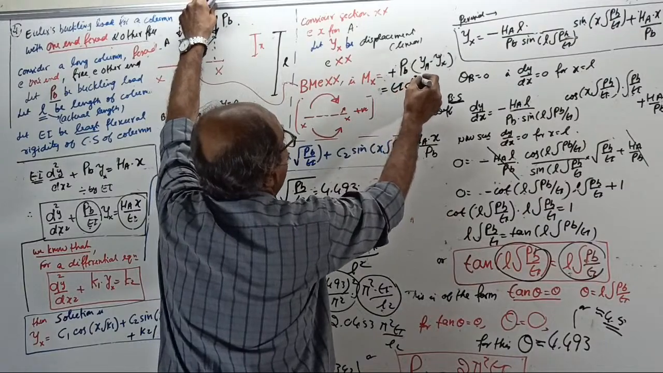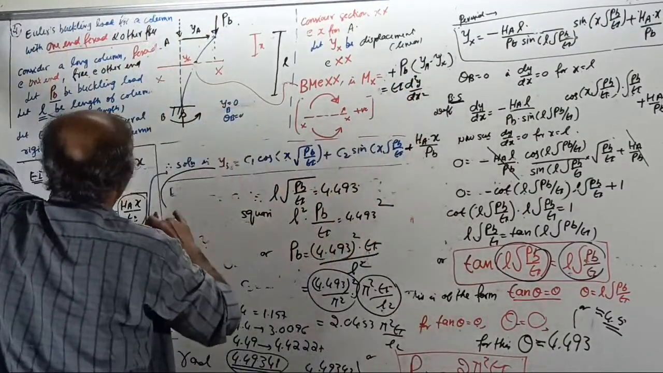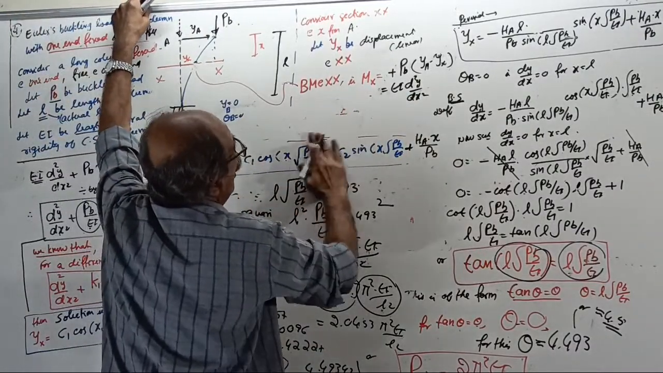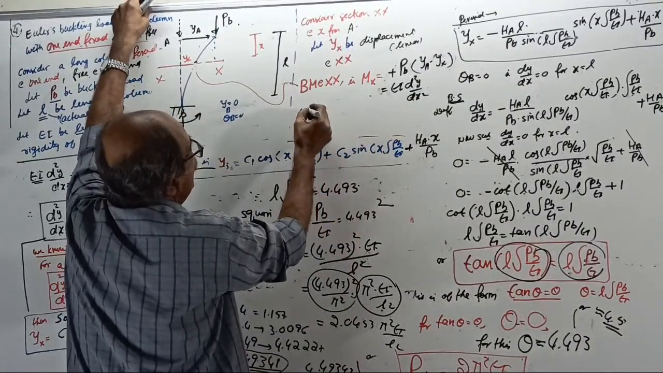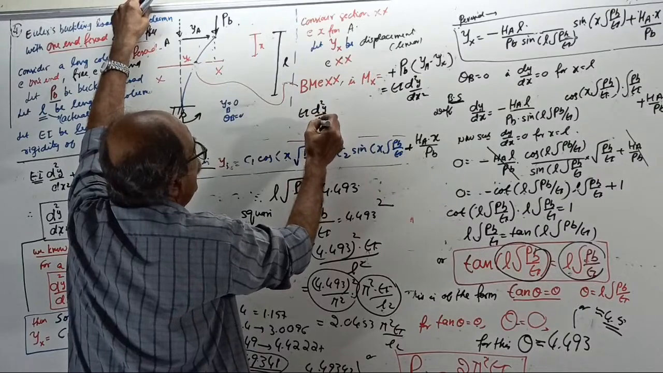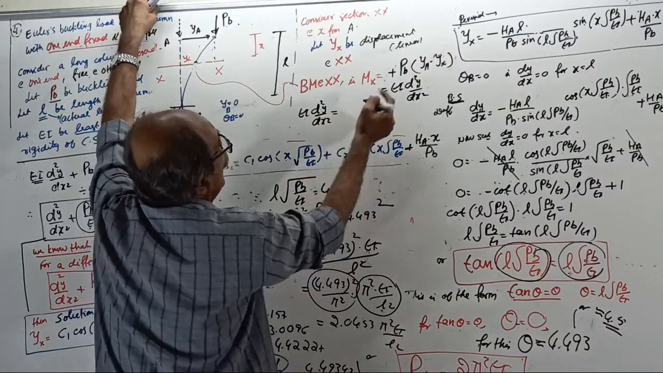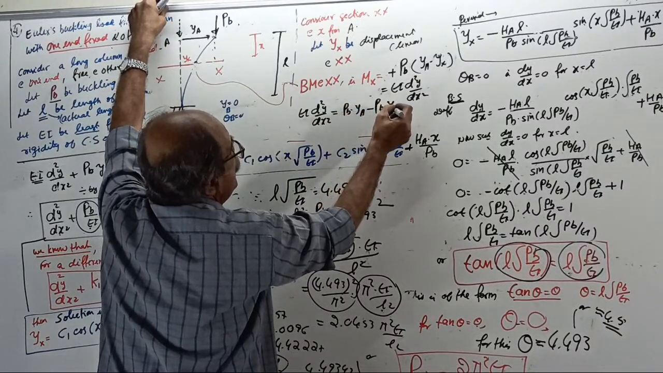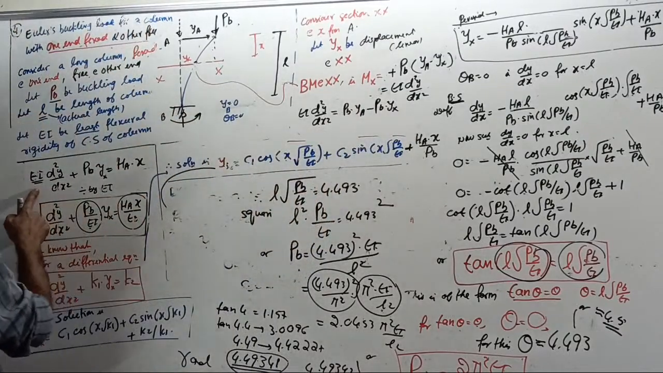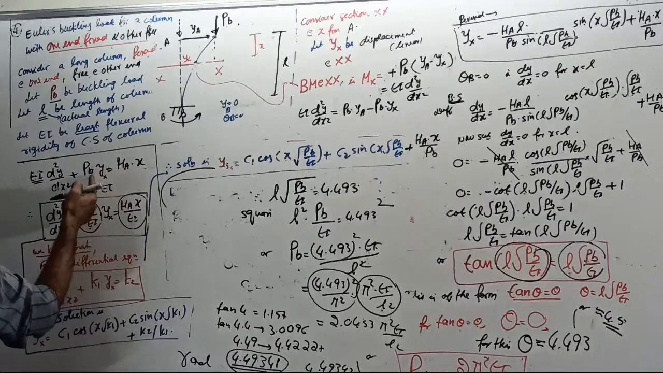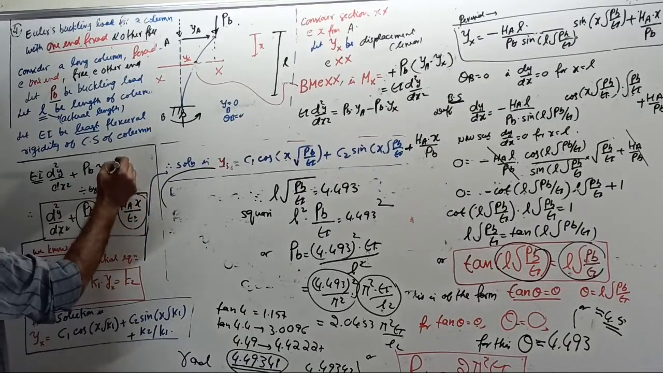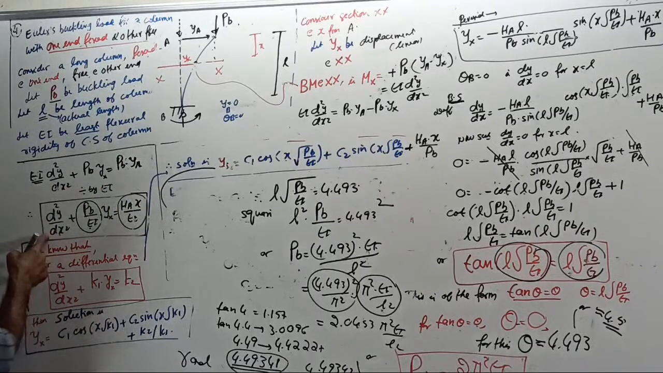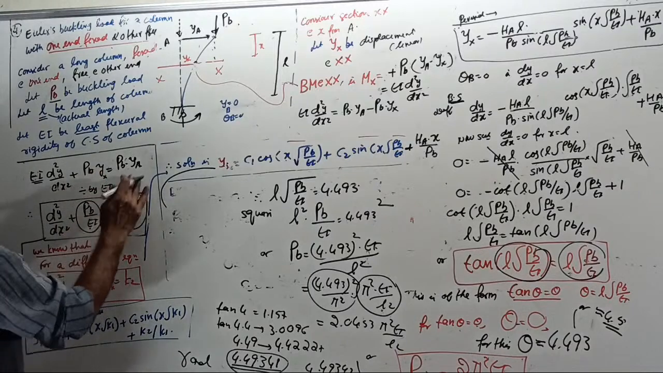EI d square y by dx square. Okay, rearrange. EI d square y by dx square equal to what? PB into YA minus PB into YX. Or rearrange it: EI d square y by dx square plus PB into YX equal to PB into YA. Divide throughout by EI. D square y by dx square plus PB by EI YX equal to what?